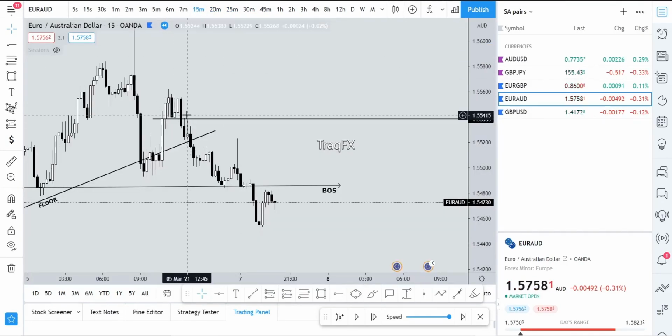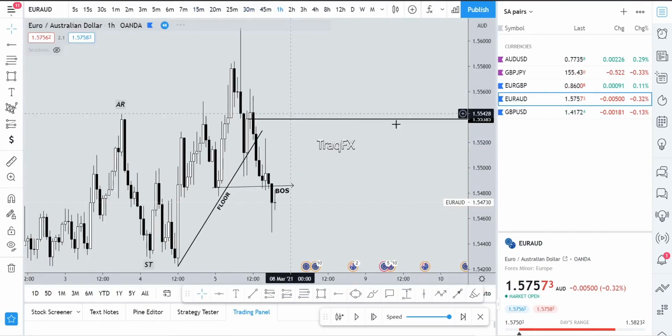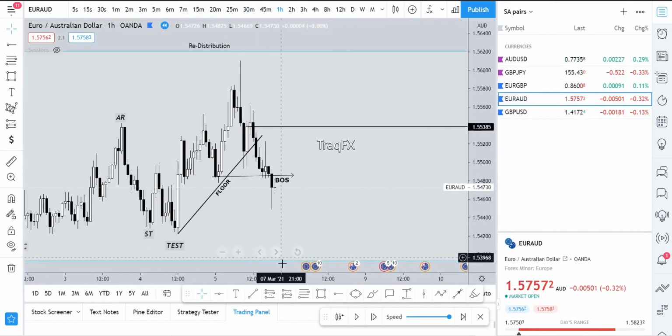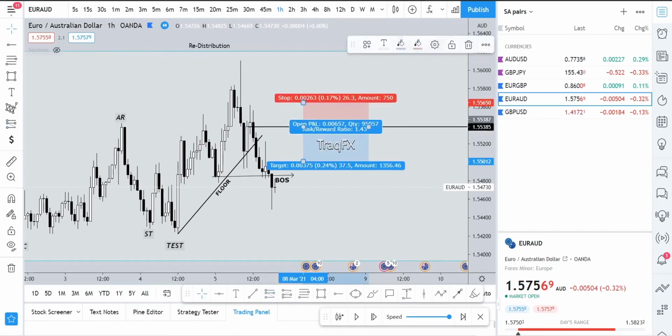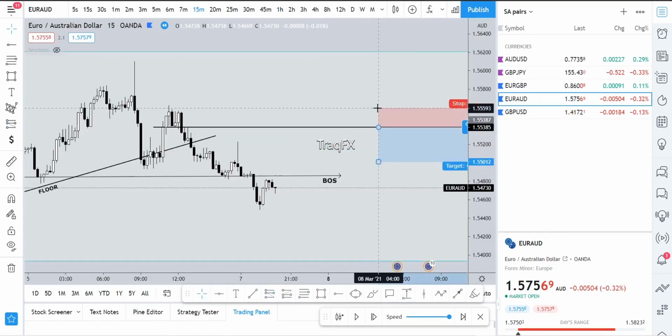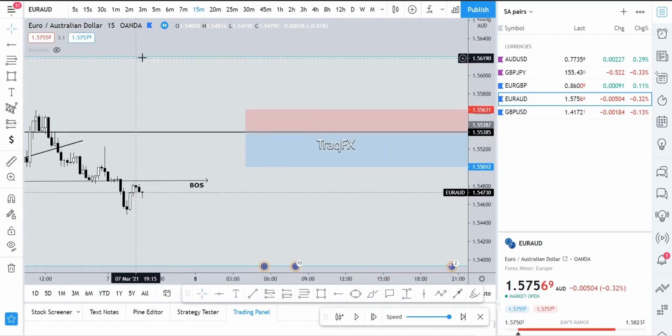Go down in time frames. You see there's several potential entries. We have another one right here, but if we just stick to our 1 hour for now, we can look for the selling opportunity right there. Stops just above the high.